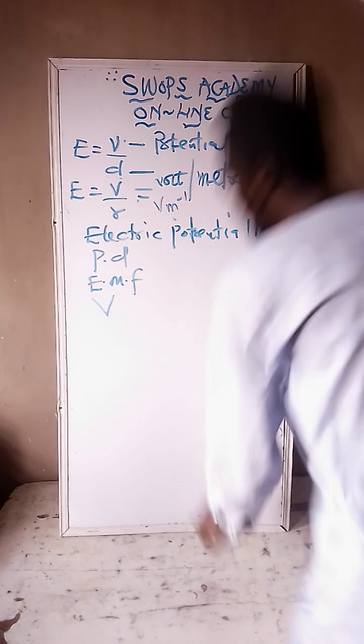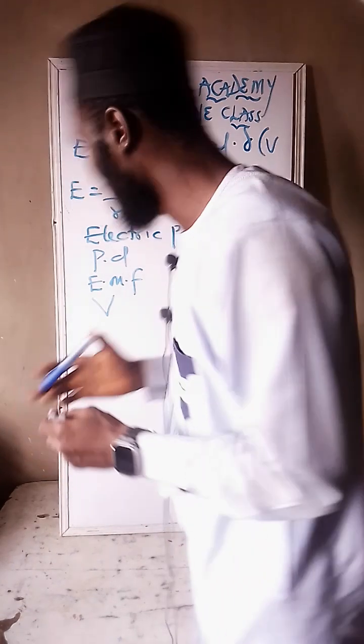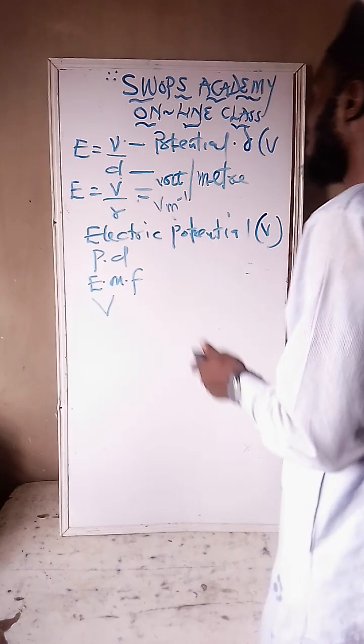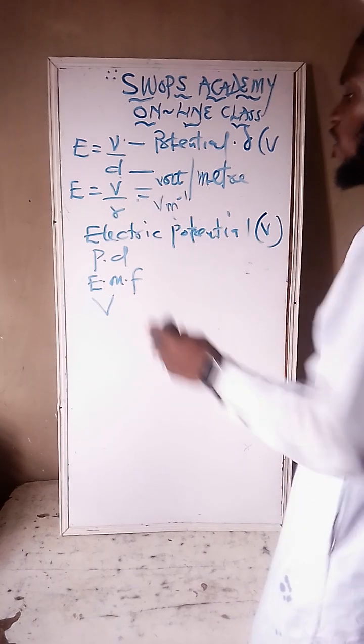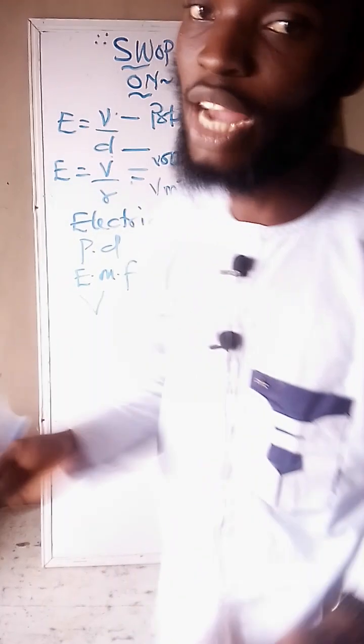Are we? And note, its SI unit is what? Its SI unit is volts. Its SI unit is what? Volts. I will still tell you the substandard or some derived unit for this V. Now note, let's quickly explain what is electric potential.